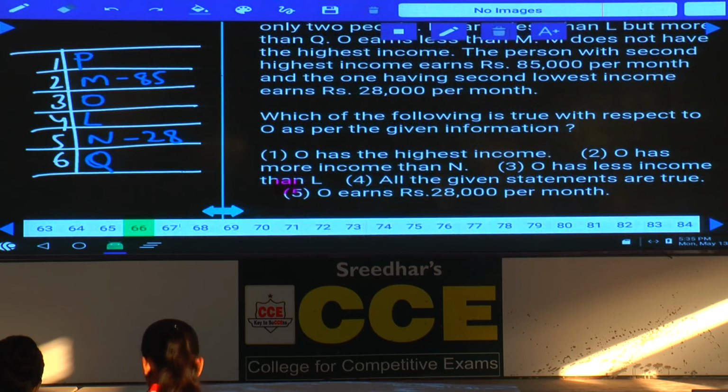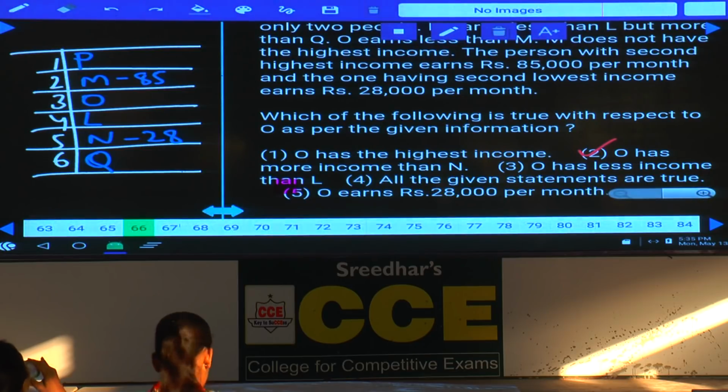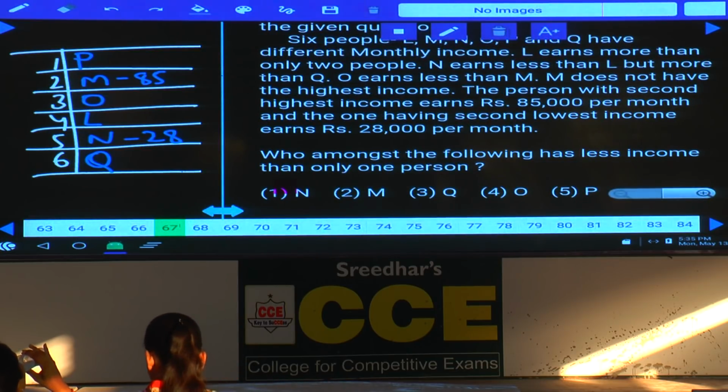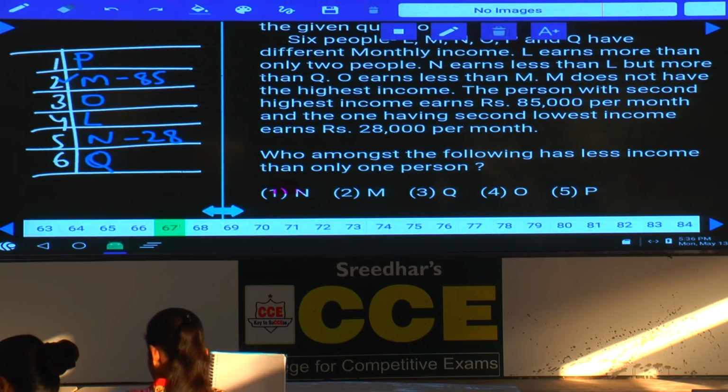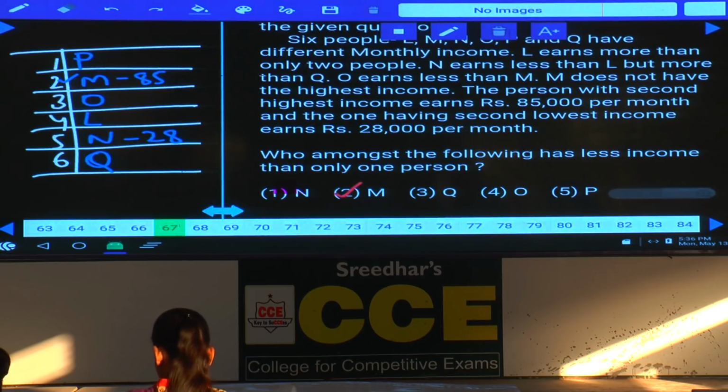Then question number 66, which of the following is true with respect to O as per the given information? O has the highest income, that is false. O has more income than N, definitely true, that is choice 2. 66, choice 2. Then 67, who among the following has less income than only one person? Now M is having less income than only one person, that is choice 2.